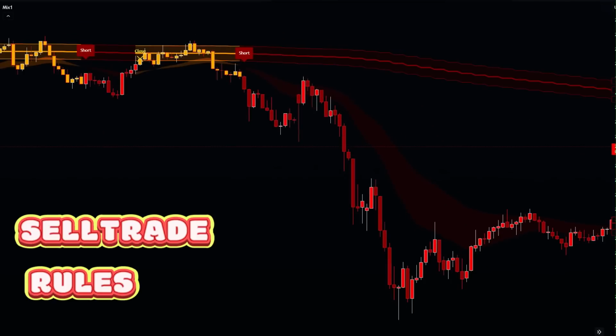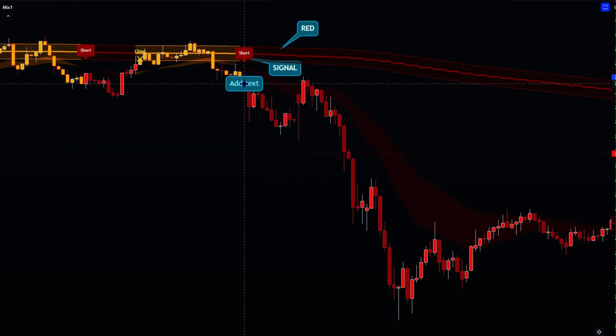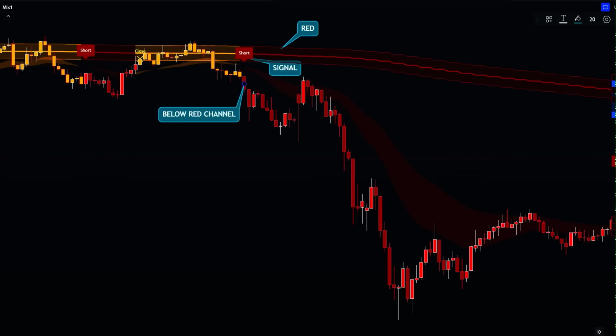One cool feature of the Mix 1 indicator is how it shows the trend direction. For example, if the price is below the red channel, that means we're in a downtrend, and so we should look for selling opportunities. Here we will spot a short signal candle that's also below the red channel, which is great. But let's double check the market momentum with the MACD Leader indicator.